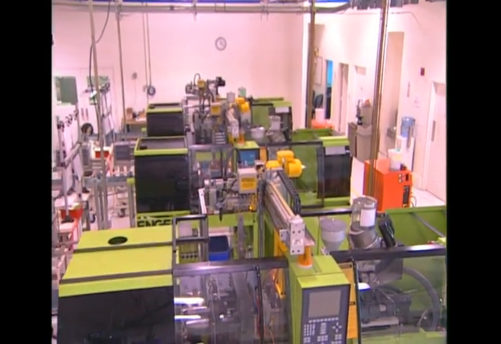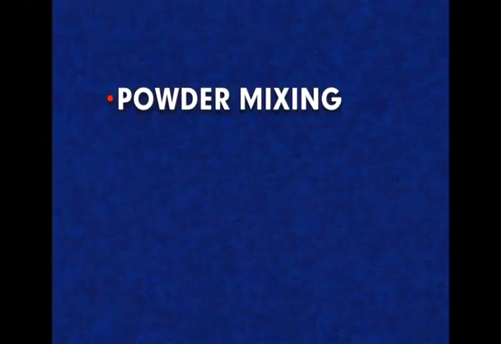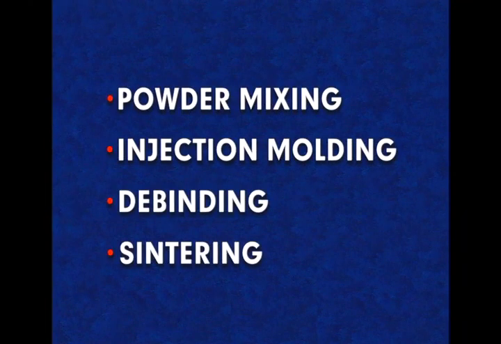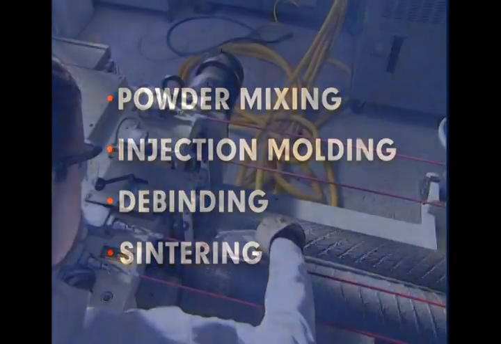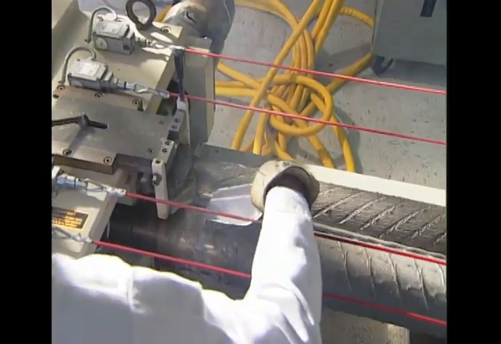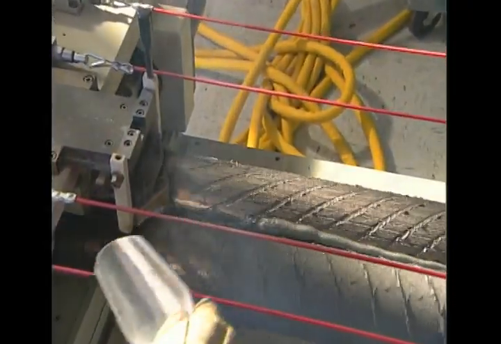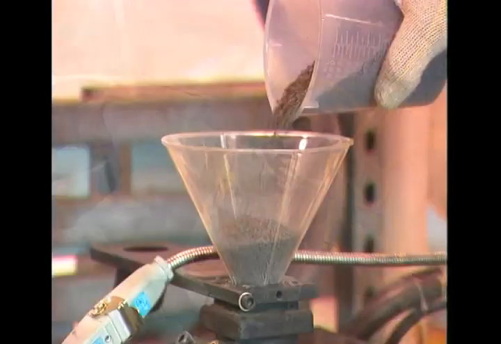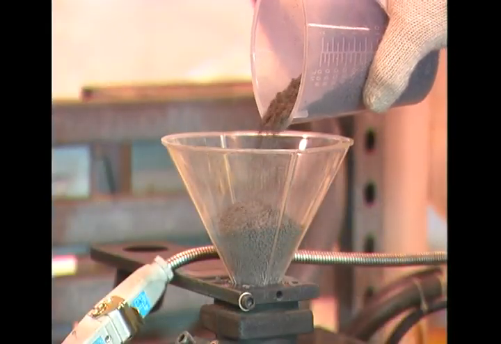Overall, injection molding involves powder mixing, injection molding, debinding, and sintering. The powder is mixed with a thermoplastic binder at an elevated temperature, then hardened by cooling to room temperature and granulated to produce the feedstock for molding.